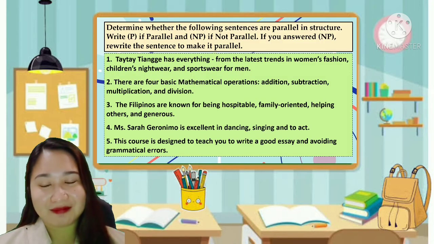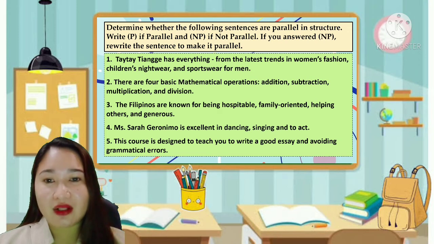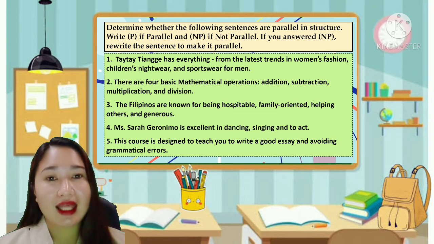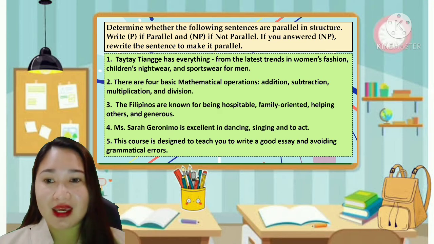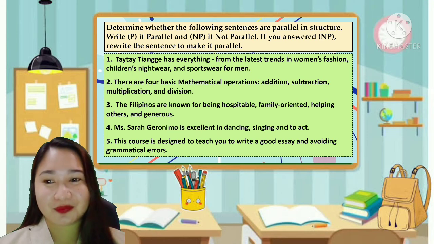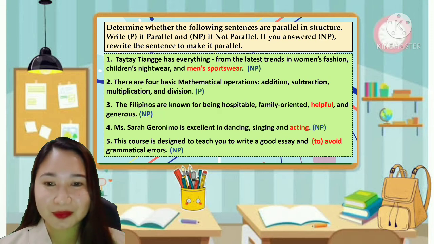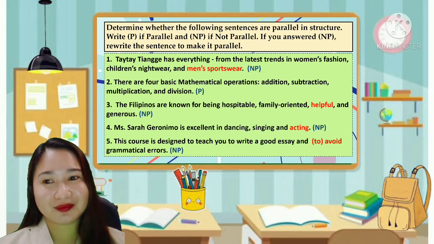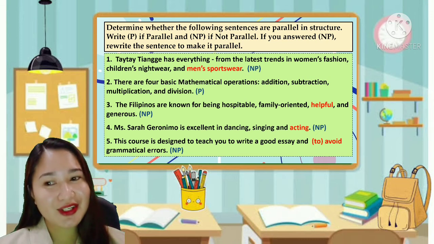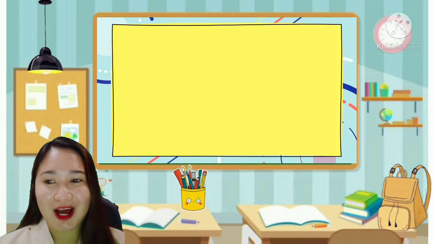Now let's have this activity. Here you are going to determine whether the following sentences are parallel in structure. You will write P if parallel and NP if it's not parallel. If you answered NP, you will rewrite the sentence to make it parallel. I'm going to give you 5 minutes to finish this task. Are you ready? Now let's check your answers. Who got 5? 4, 3, 2, 1. Okay, and now there you have it.